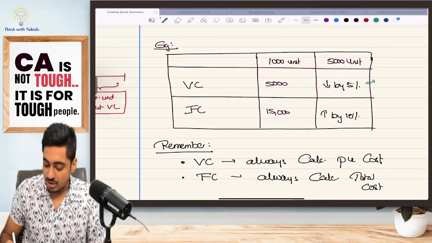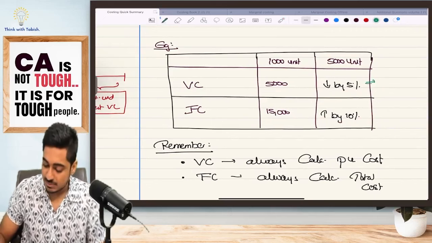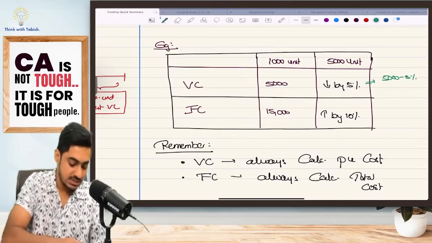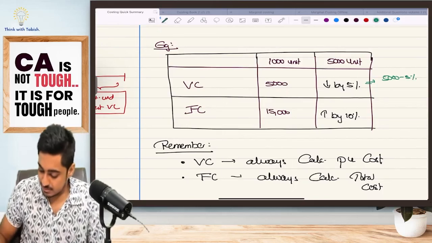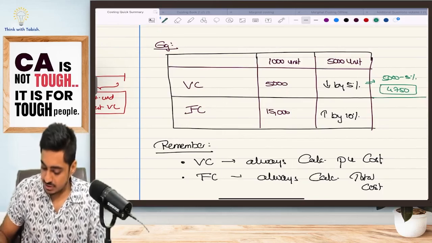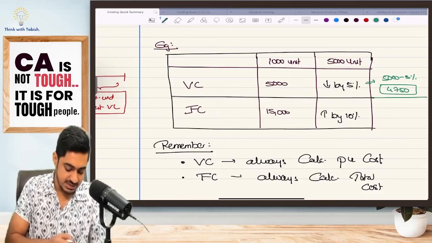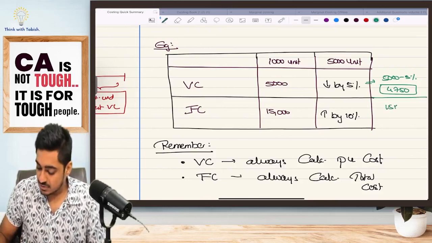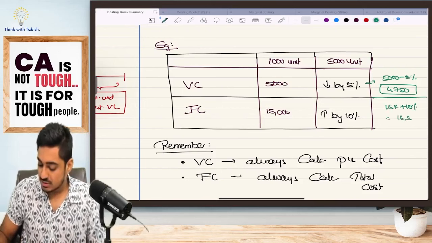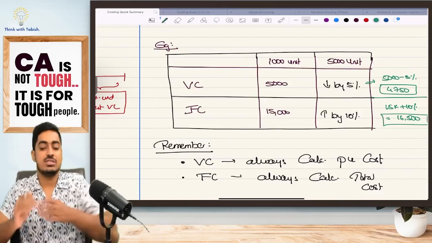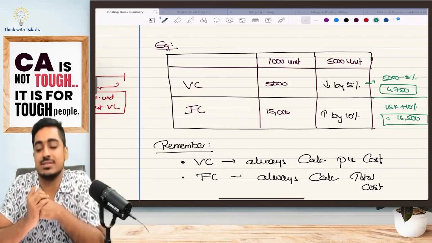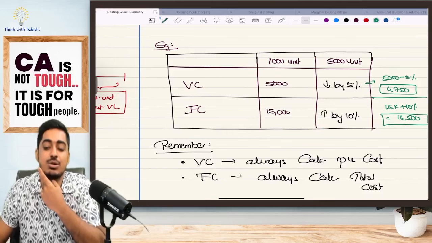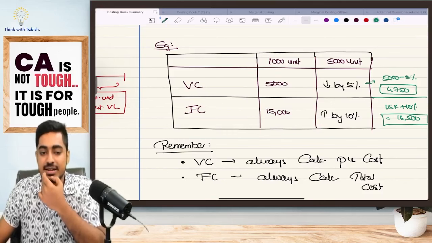Sir, simple, sir. Variable cost right now is 5000. If it reduces by 5%, it becomes 5000 minus 5%. How much is it, students? Is it 4750? Yes, sir. Fixed cost right now is 15,000. If it increases by 10%, it becomes 15,000 plus 10%, which is 16,500. Yes or no? Give me a confirmation, my dear students. Is this correct or is this wrong?